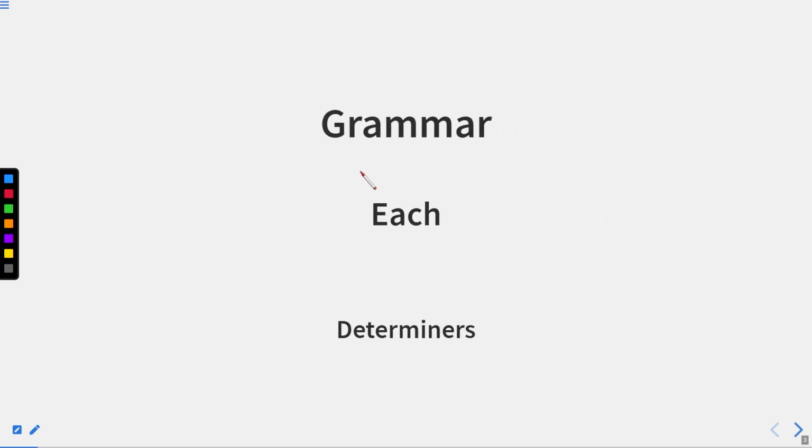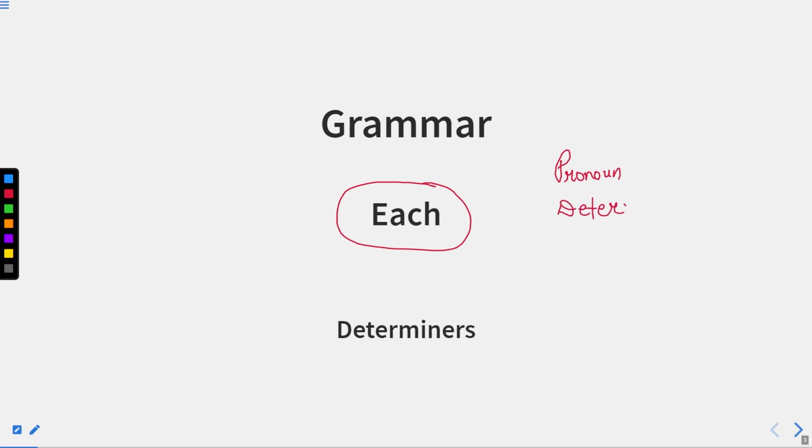Now, in this topic, first of all, we'll discuss each, because we are going to discuss two determiners here, that is each and every. So first we'll discuss the word each. Now, if you see this particular word, we know well that this is a determiner. But can it be another part of speech as well? Yes, of course. Each can be used in two manners. It can be a pronoun or it can be a determiner.